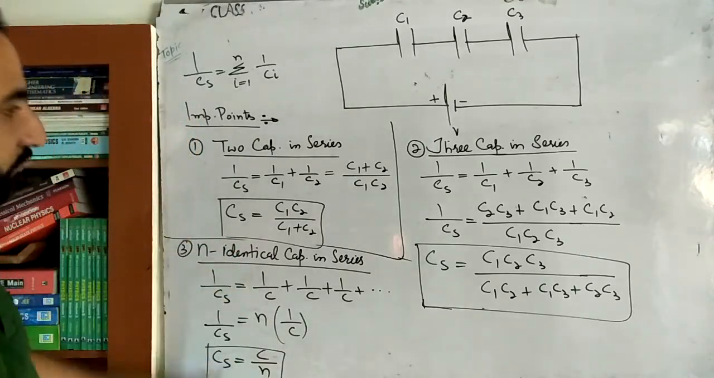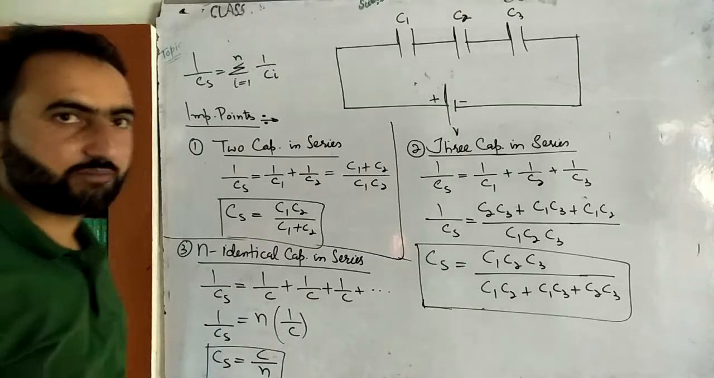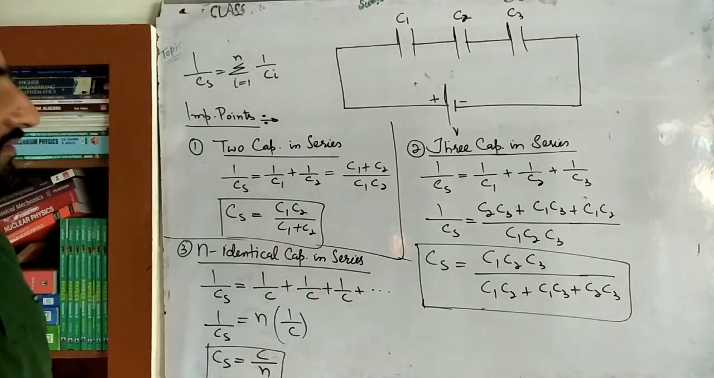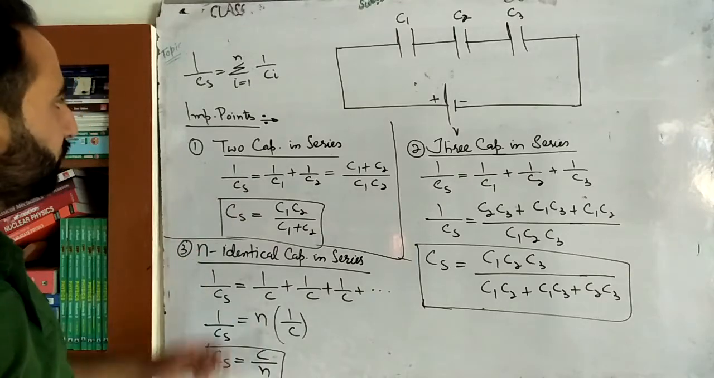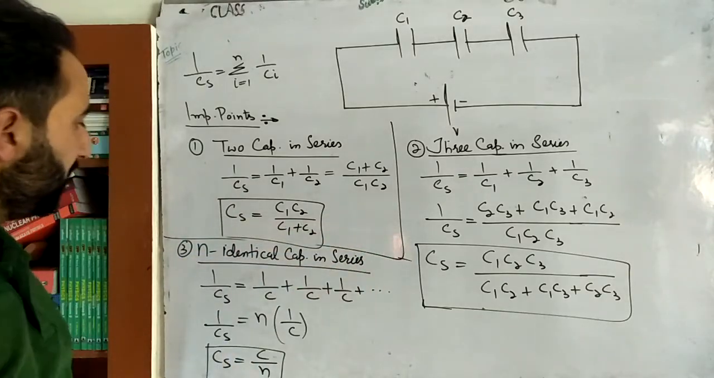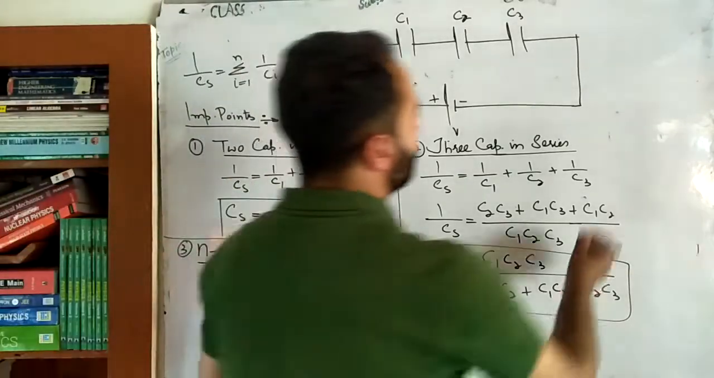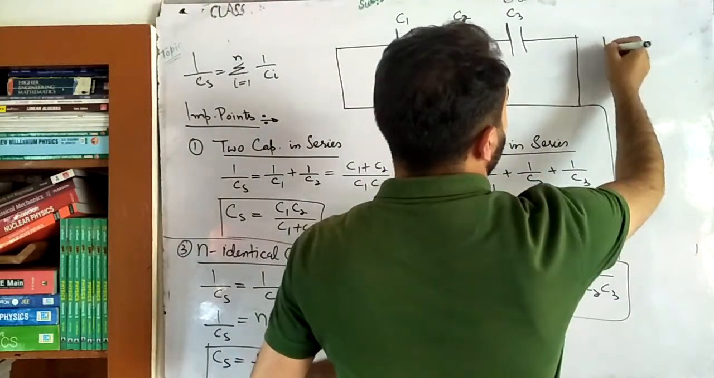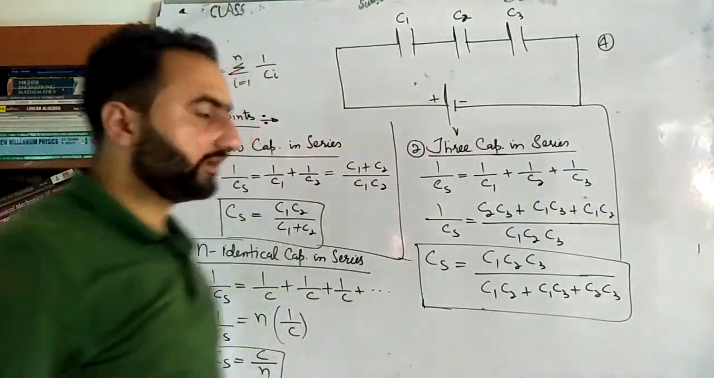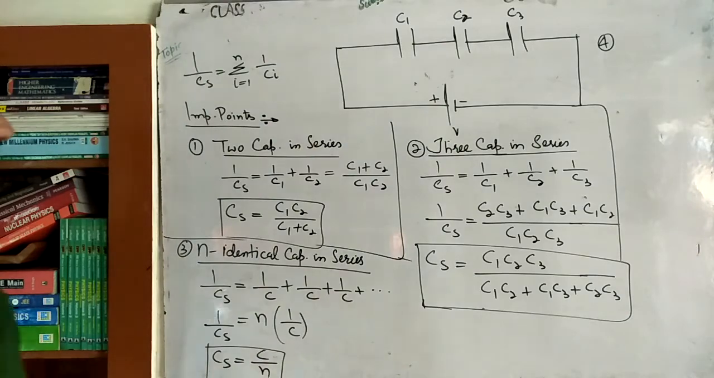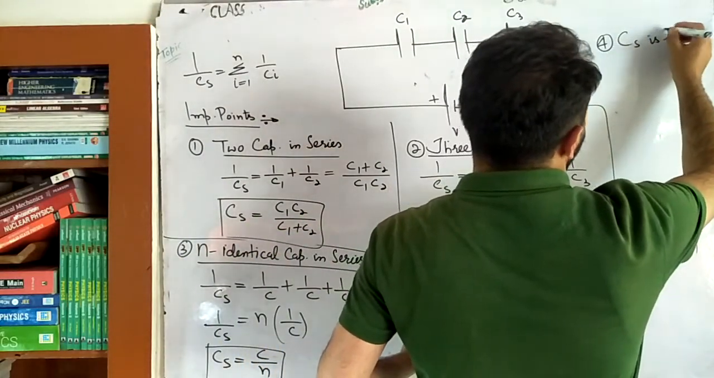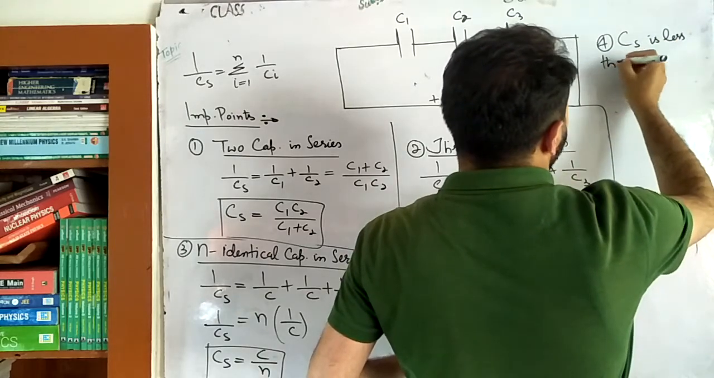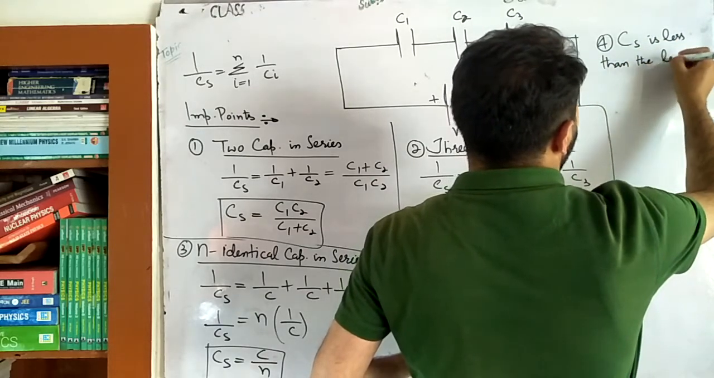Okay, so these are really important points. We will be using them while calculating the equivalent capacitance of capacitors connected in series. So point number 1, point number 2, point number 3: two capacitors, three capacitors, and identical capacitors. Then point number 4, an important point again: the equivalent capacitance will be less than the least. CS is less than the least. What does that mean?